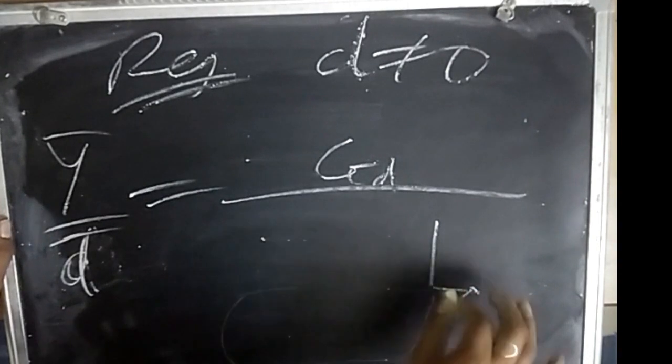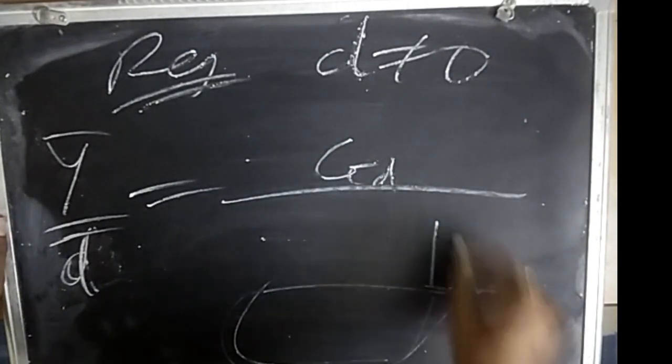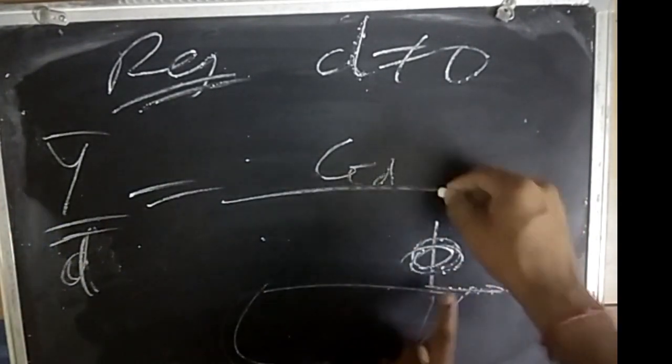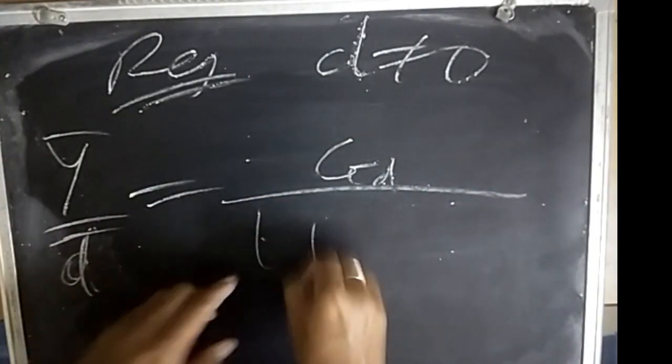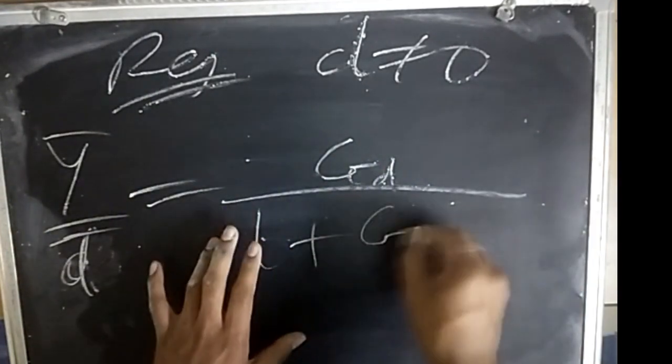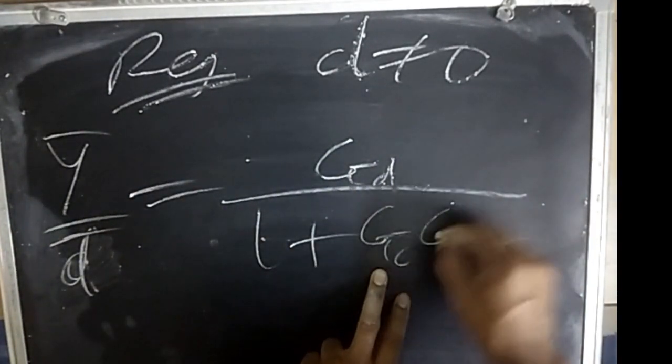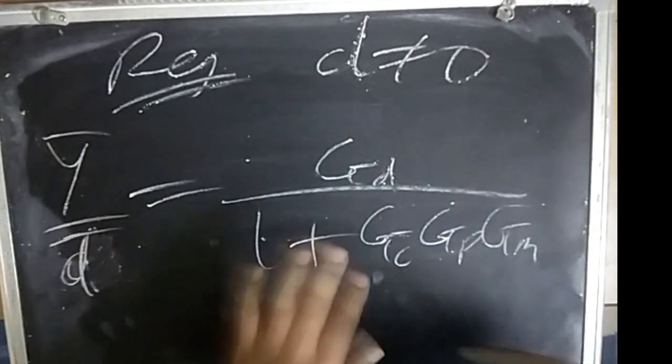If you remember this whole thing, this goes like this. Only GD is here between the D and Y. So we write GD above, and 1 plus the same thing. Same thing means the open loop transfer function plus 1. Okay, this is the thing.